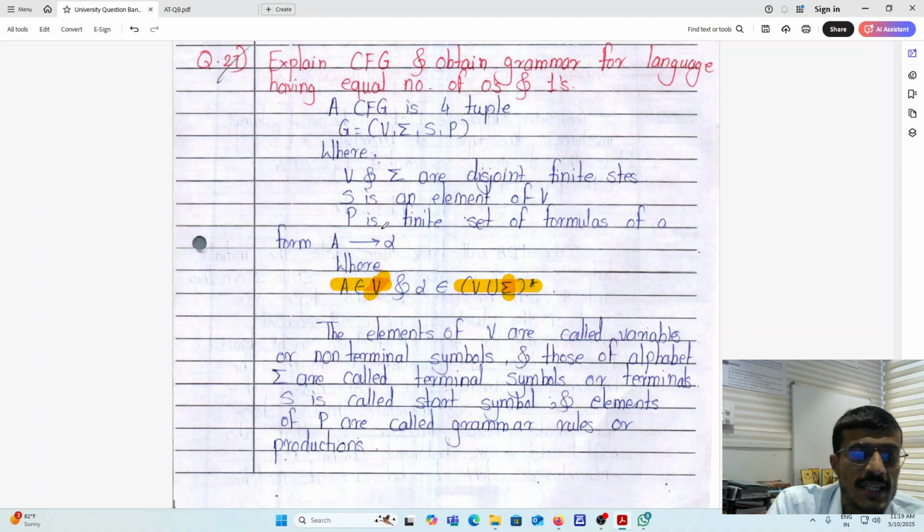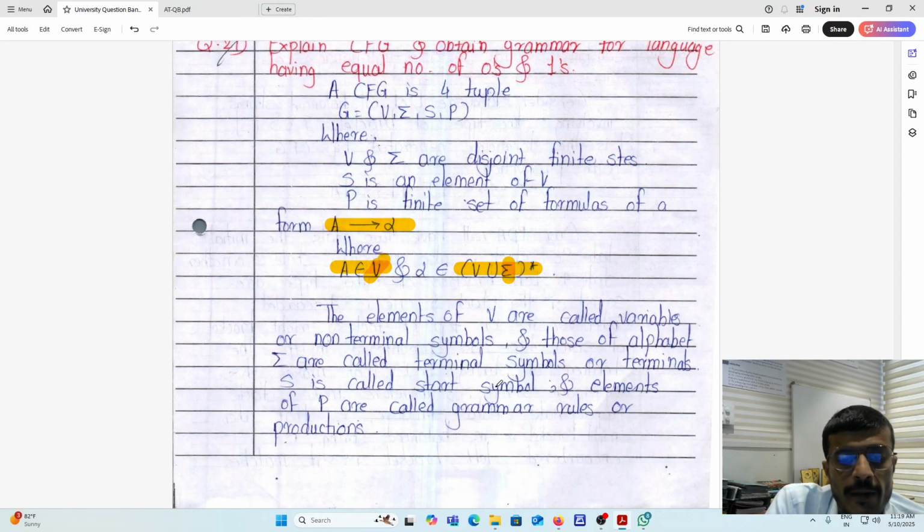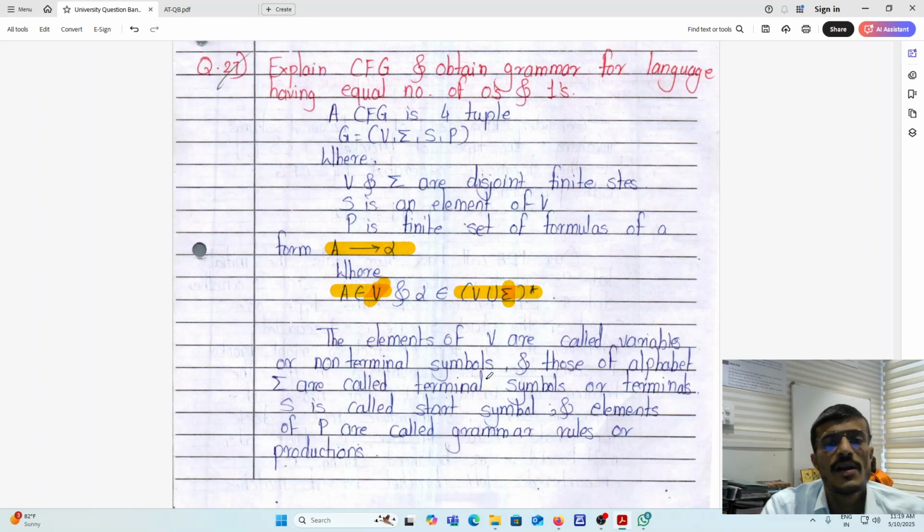Okay, so that is the thing we have to put over here, that is in A tends to alpha. Elements of V are called variables or non-terminal symbols, and those of alphabet Σ are called terminal symbols or terminals. S is called the starting symbol, and elements of P are called grammar rules or productions. Okay, so that is very simple. Explain CFG, and then you have to design the language for equal number of zeros and ones.